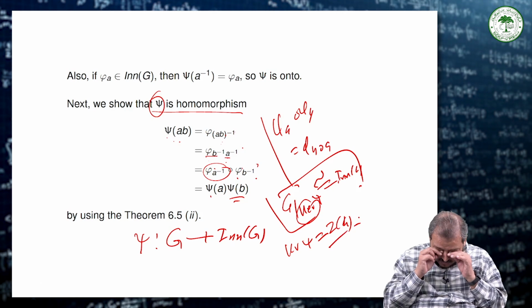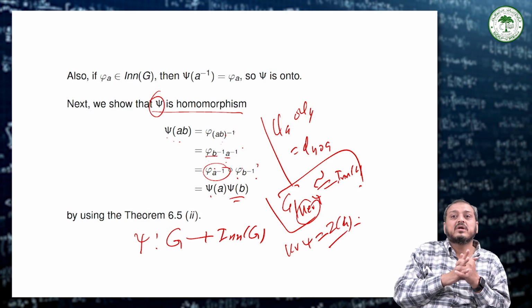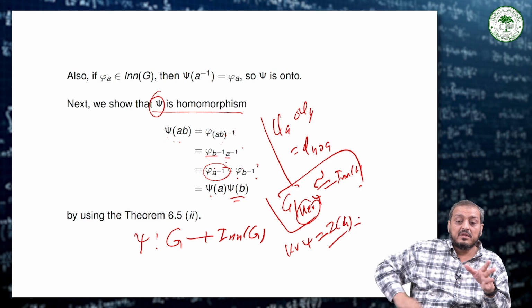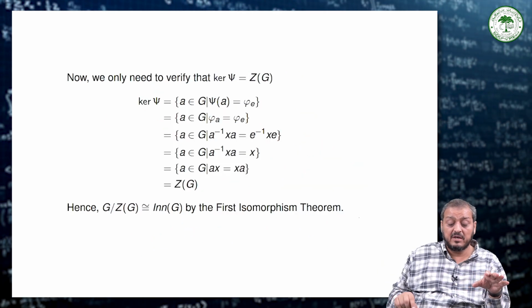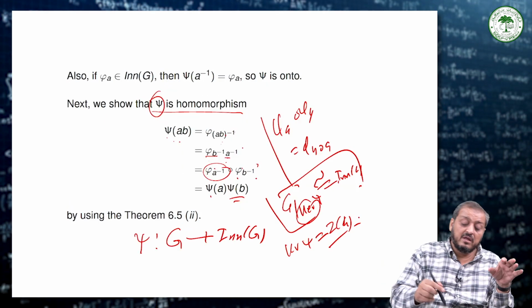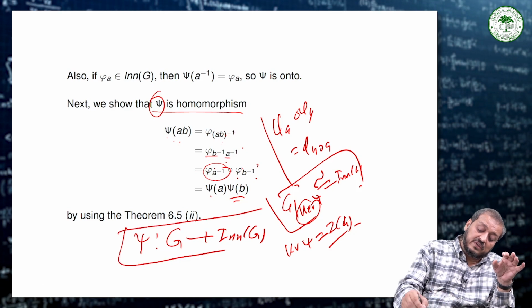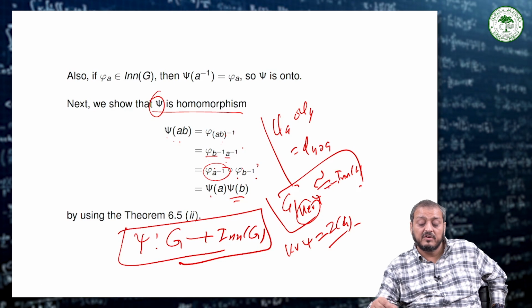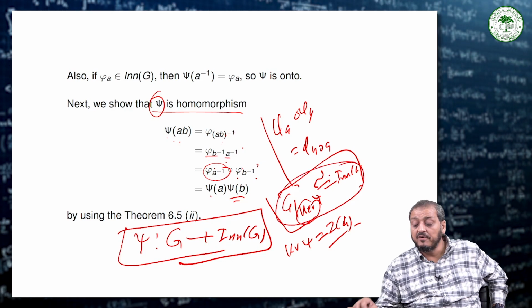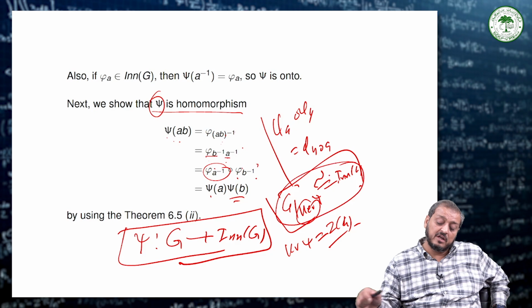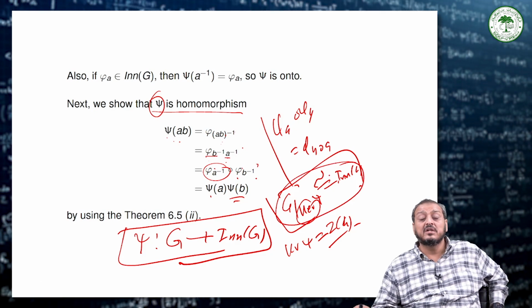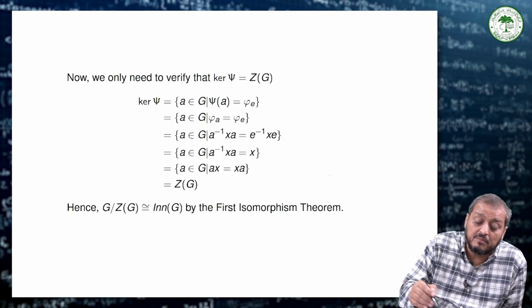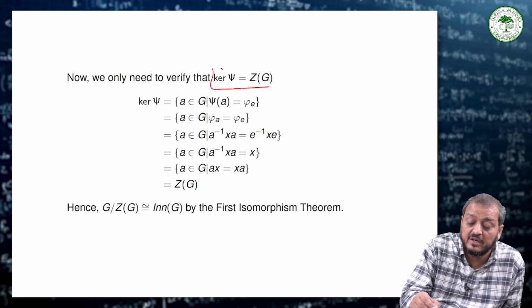So we have to only show that in this case. The first thing is very clear: by the first isomorphism theorem, G by kernel of psi is isomorphic to this form. If we succeed to prove that the kernel of psi is equal to the center of G, then the theorem is completely proved. So let us try from this. We take the kernel of psi is equal to Z.